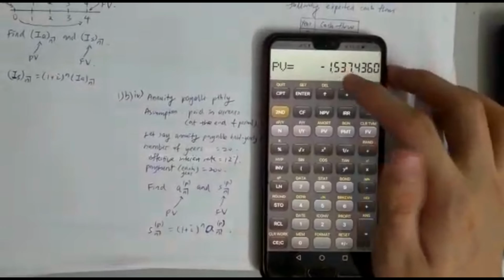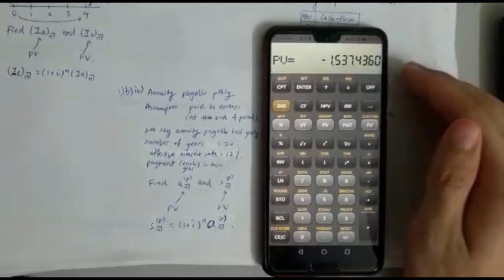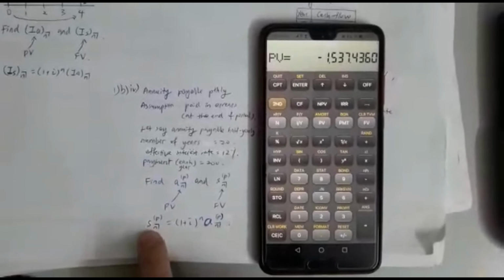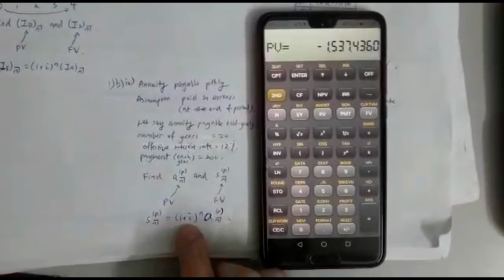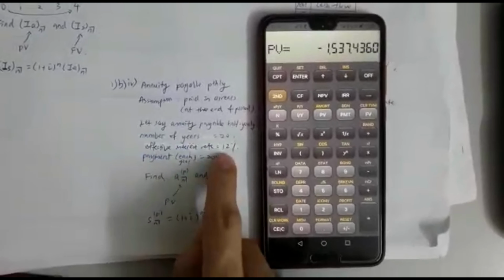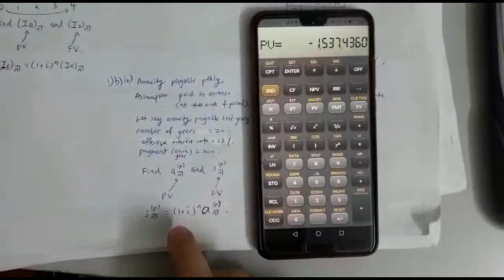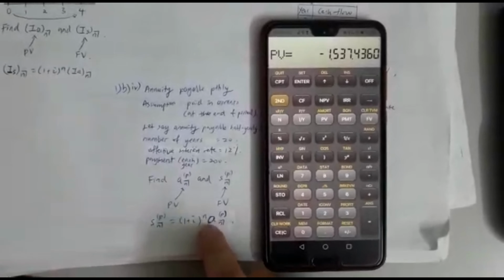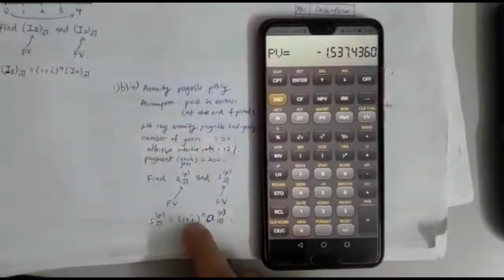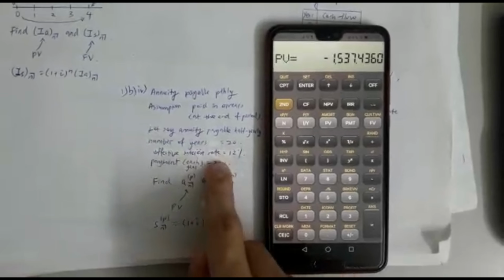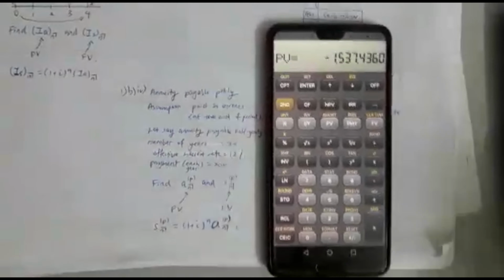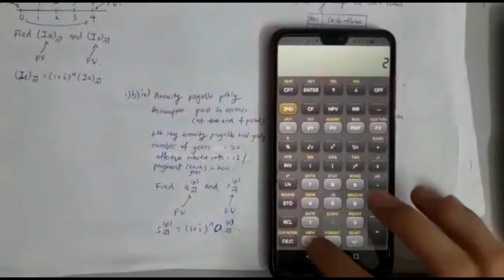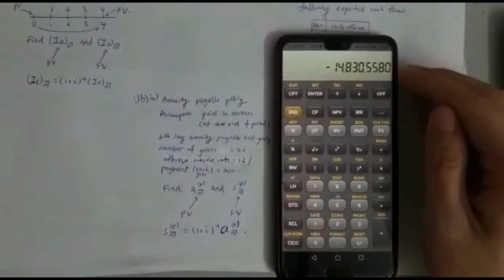Present value is 1537.4360, and then this is your present value. Then you have to multiply by this to get future value. So I is equal to 12%, so 12% equals 0.12. So 1 plus 0.12 equals 1.12 to the power of n. N is 20 because the I is the effective interest rate per annum, so the n has to be per annum. Okay, so you need to times 1.12 to the power of 20 equals this one, your future value.